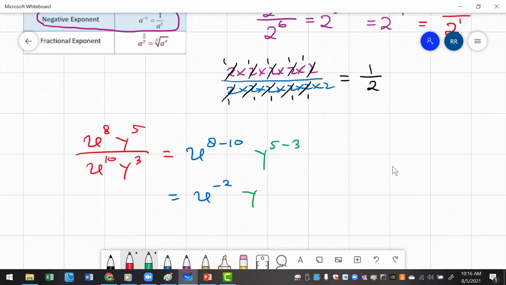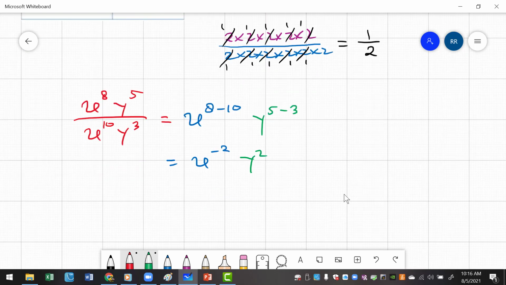So, most of the time the final answer should be in a positive index, right? This is actually correct, but most of the time you will need the final answer in positive indices. I mean, the index needs to be a positive number. So this is not positive, right? So how can we make that into a positive index?